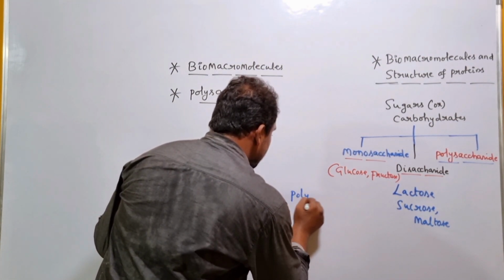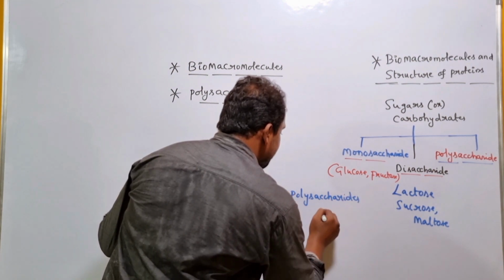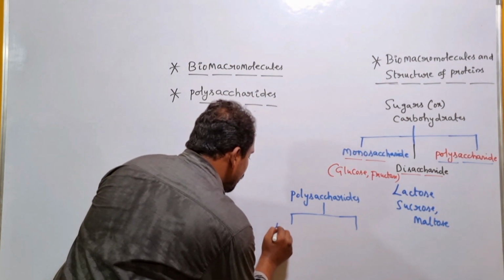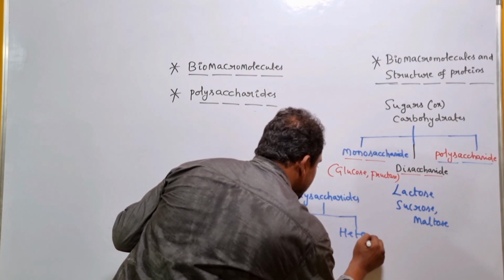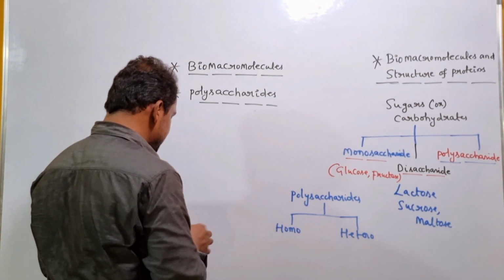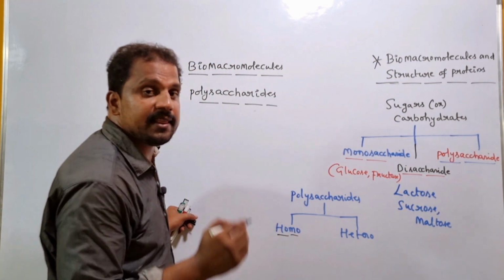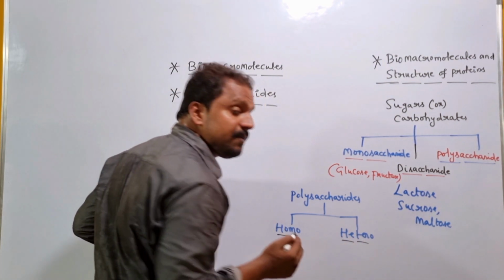Polysaccharides are of two different types, and these include homopolysaccharide and heteropolysaccharide. So here, what is the basic difference between homo and hetero? Homopolysaccharides contain all the similar sugar units, but heteropolysaccharides contain dissimilar sugar units.